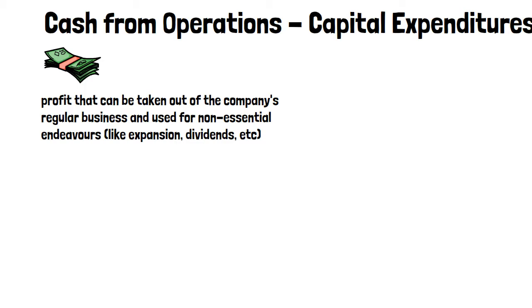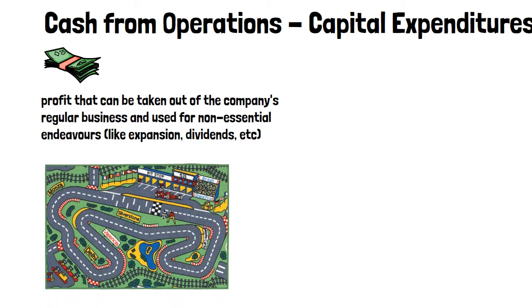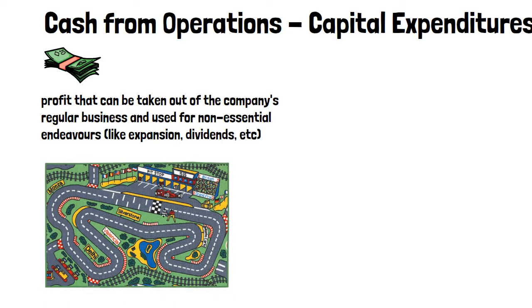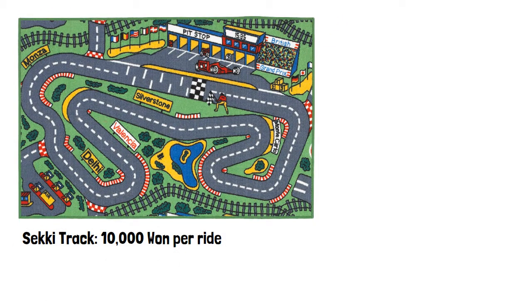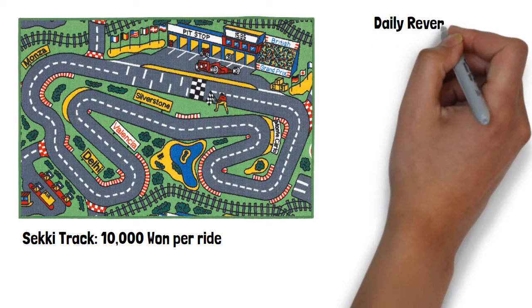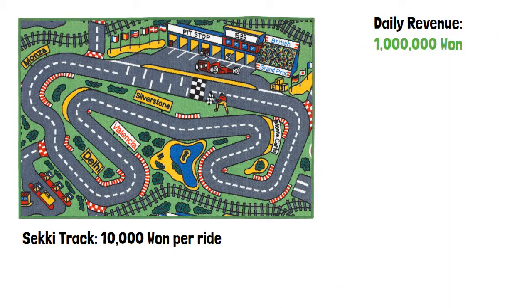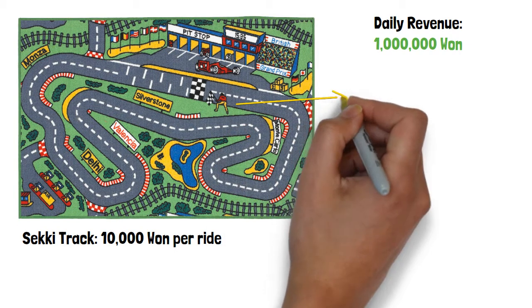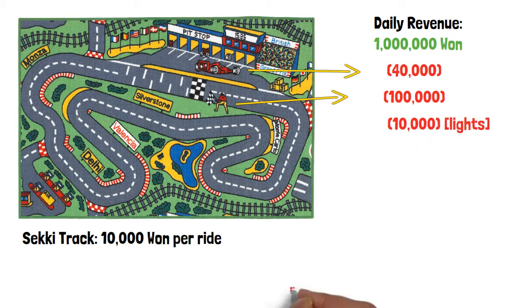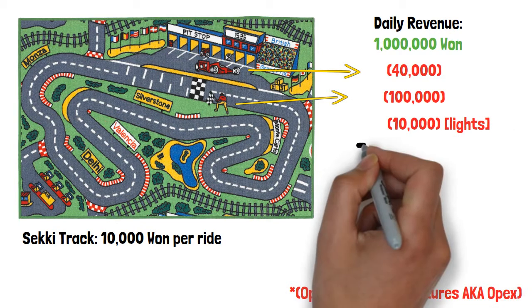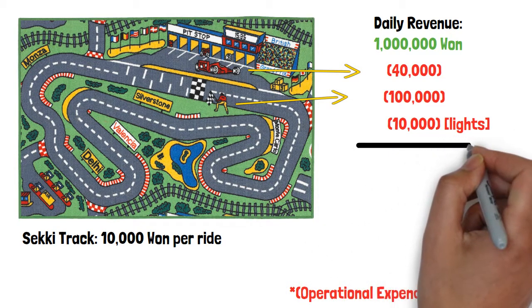So, let's say you own a go-kart track in which there's only one go-kart that never breaks down. You charge a set amount per ride and expect 100 rides per 10-hour day. This means that your cash inflows from operations on the day would be about 1 million won. Now let's consider that you have to pay your staff 10,000 won per hour, spend 40,000 won on gas per day, and 10,000 won on lighting for the course for the day.